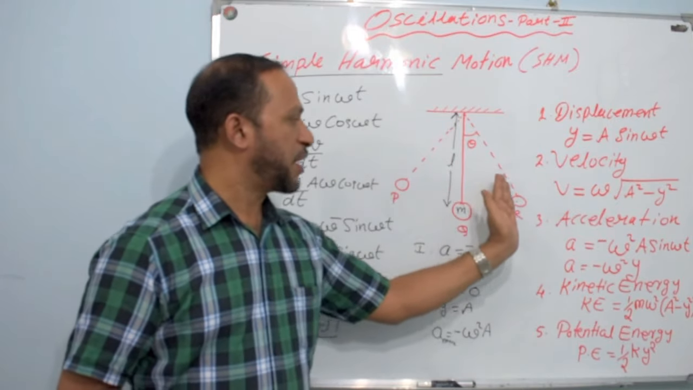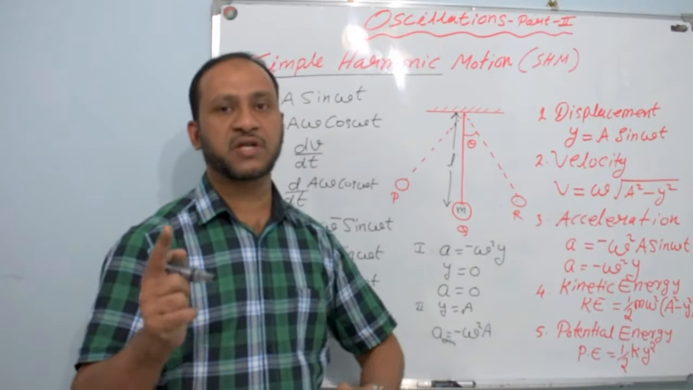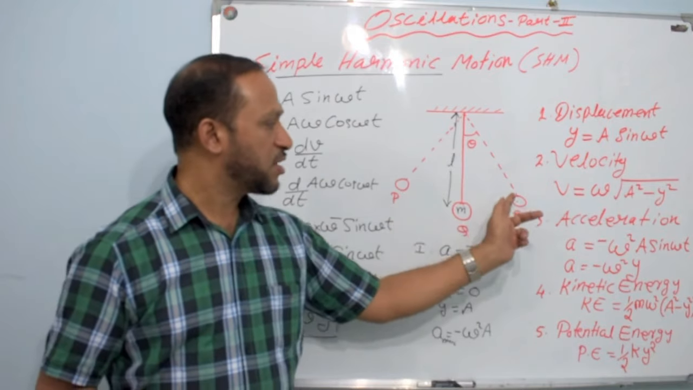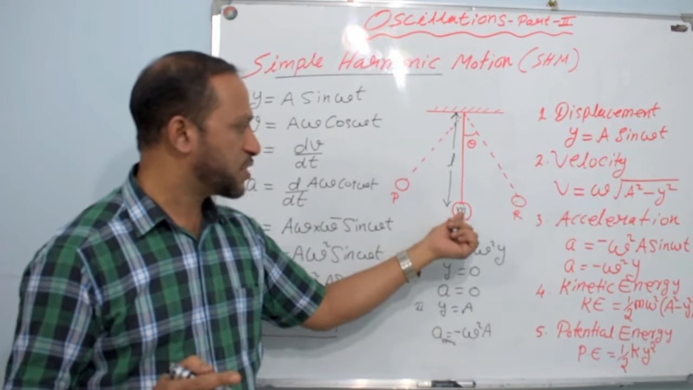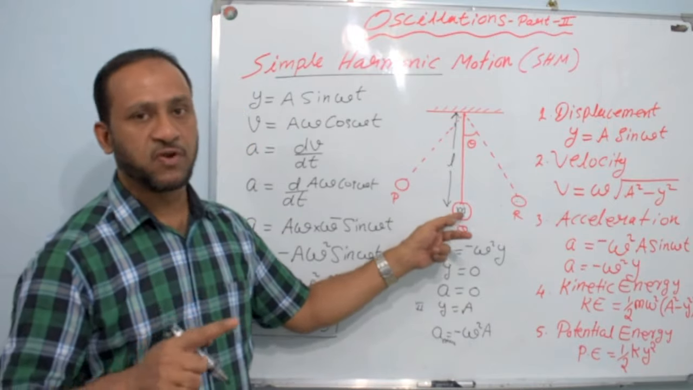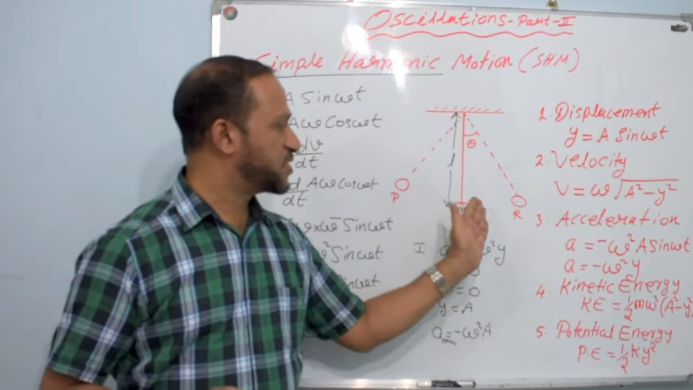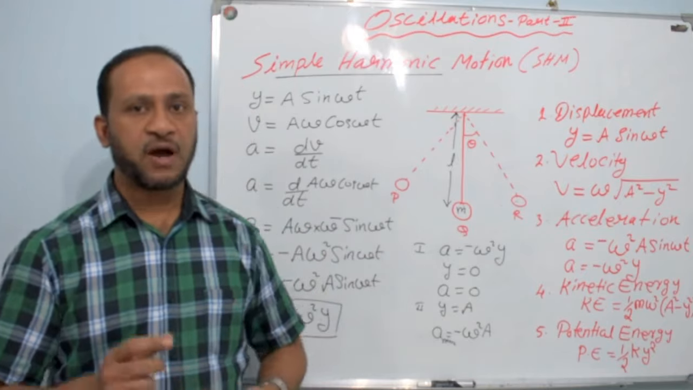So at the extreme point, velocity is zero and acceleration is maximum. At the mean position, acceleration is zero and velocity is maximum. So this is one special case at the extreme point.